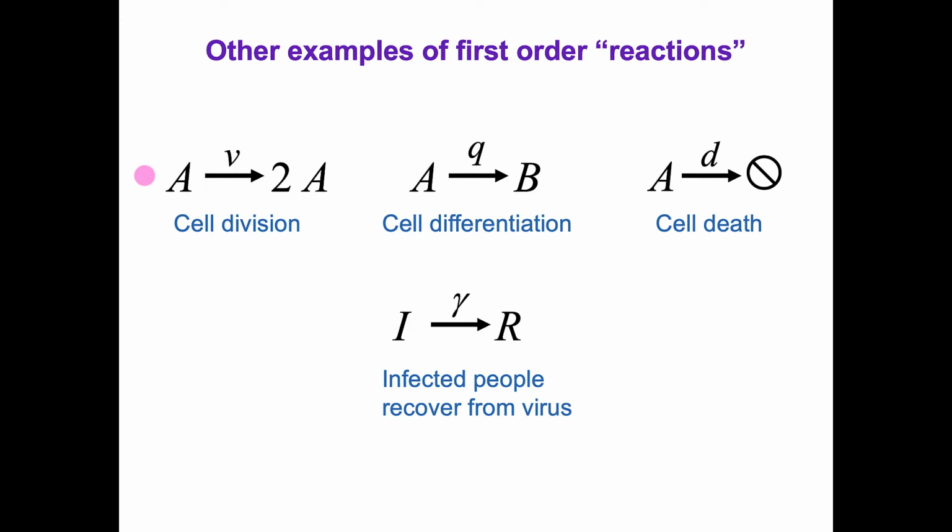Here's some other examples of first order reactions, and we should probably call them first order processes because they're not really reactions. But for example, here we have a population of cells, and cells in that population are dividing. And when a cell divides, you have 2 cells. And as we'll see, this process leads to exponential growth. Here's cells differentiating, cell type A differentiating into cell type B. Here's cell death. And in a different type of model, here's infected people recovering from the virus that they are infected with, so that they're now immune.